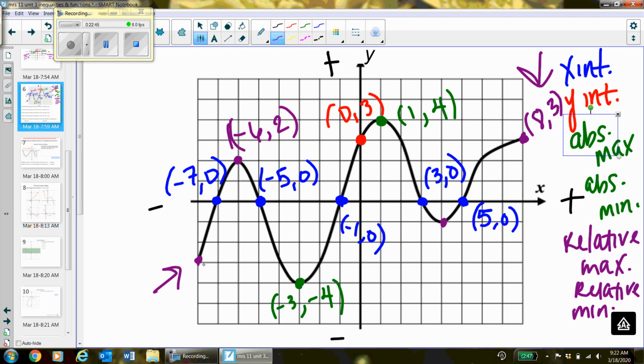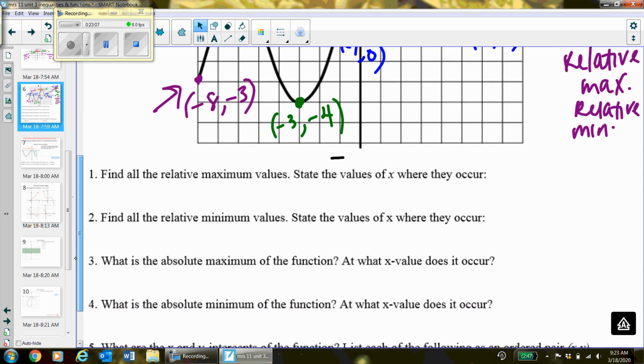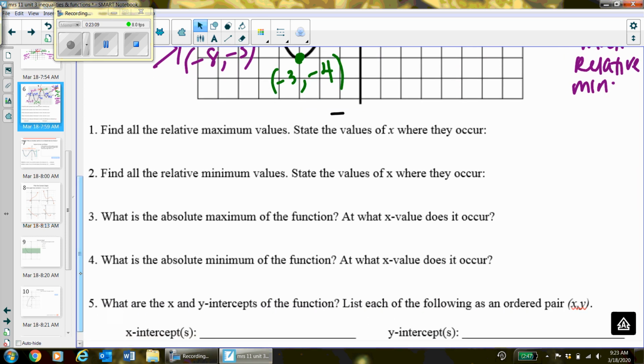All right, so this point here, we have negative x and y axis here. So that's going to be -8, 1, 2, 3, -3. Okay, so that's everything that you can identify as far as the key features are concerned. So let's scroll down and see what the questions are actually asking you.